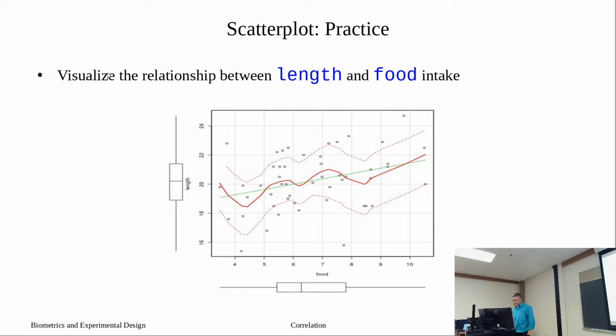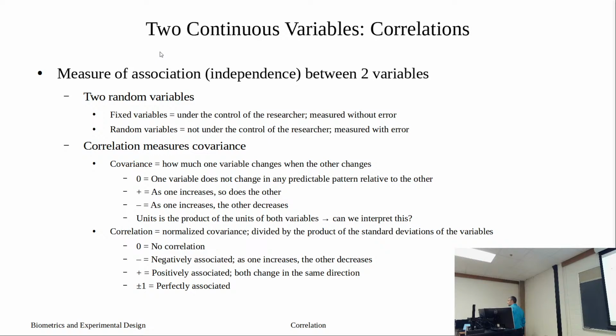All right, so we're interested in the correlation. We're interested in the association. And so we've got two random variables at this point. We're not assigning either one as being an independent variable or a dependent variable. We're just going to say both of them are basically independent variables. So we refer to these as random variables.